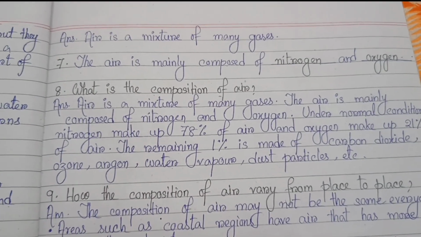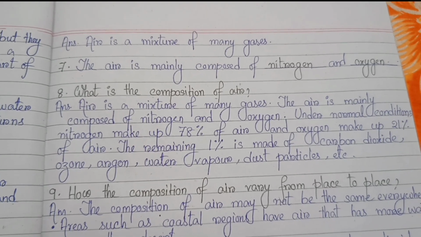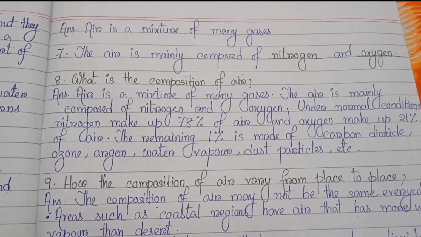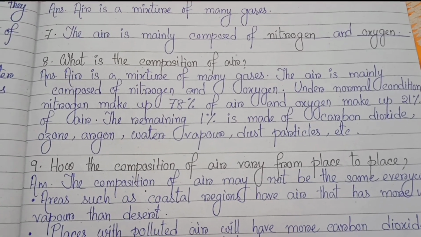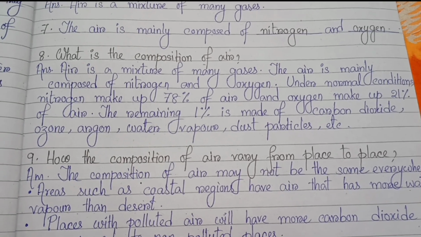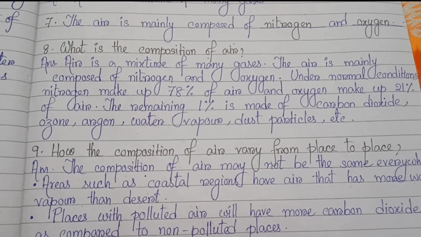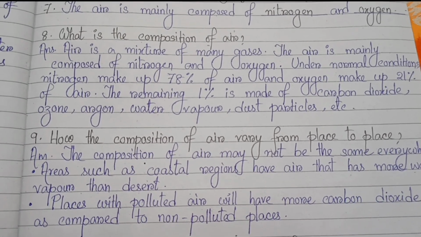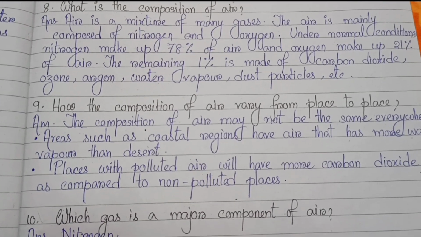Air is a mixture of many gases. Number 7. The air is mainly composed of nitrogen and oxygen. Number 8. What is the composition of air? Air is a mixture of many gases. The air is mainly composed of nitrogen and oxygen. Under normal conditions, nitrogen makes up 78% of air and oxygen makes up 21% of air. The remaining 1% is made up of carbon dioxide, ozone, argon, water vapor, dust particles, etc.